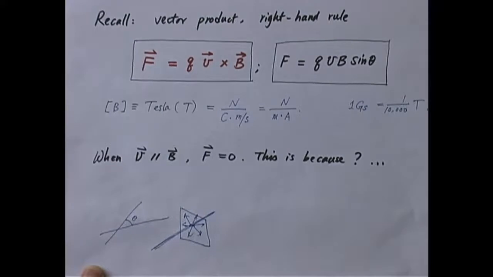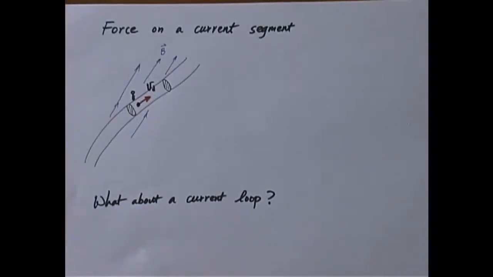And if you expose that current to a magnetic field, then you'll find that every one of these moving charges will now be experiencing a magnetic force, right? So as a result, there will be a force on the entire current. So let us calculate how to find the magnetic force on an entire segment of charge carrying wire. Force on a current segment.